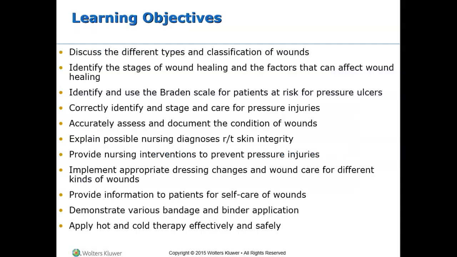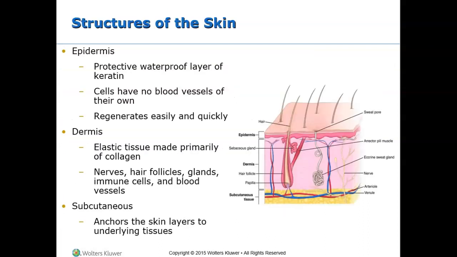Here are your objectives for this particular chapter. Make sure at the end you can go back and review those and speak to them in your own words. This is a little diagram of the structure of the skin. You have the epidermis, the dermis, and the subcutaneous layer of skin or tissue.